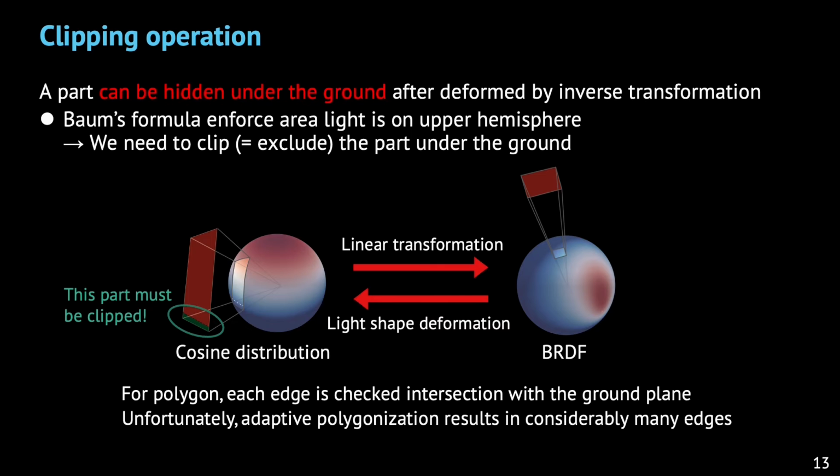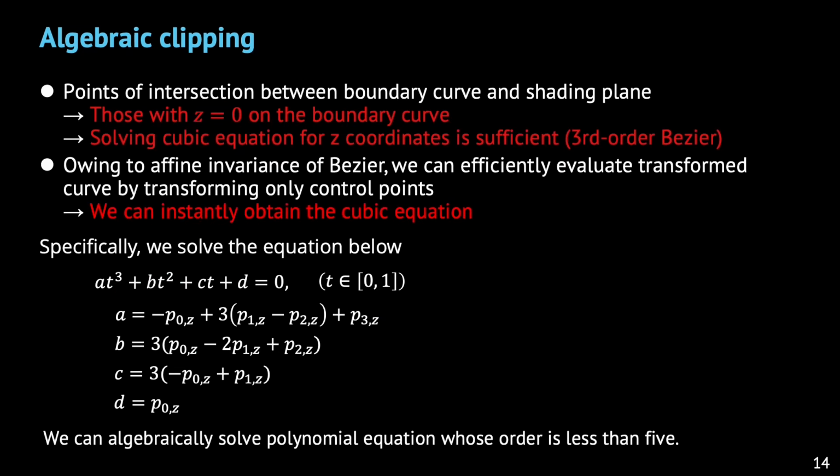Unfortunately, when we approximate a boundary curve with a polygon with many edges, the clipping operation performed for each edge one by one takes considerable computation time and prohibits real-time computation. Therefore, to avoid one-by-one intersection checking of edges, we introduce another approach that we call the algebraic clipping.